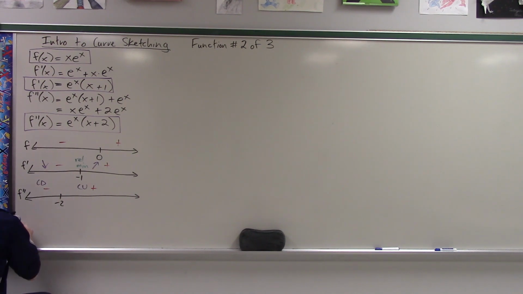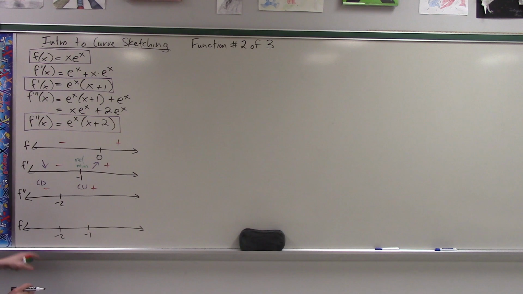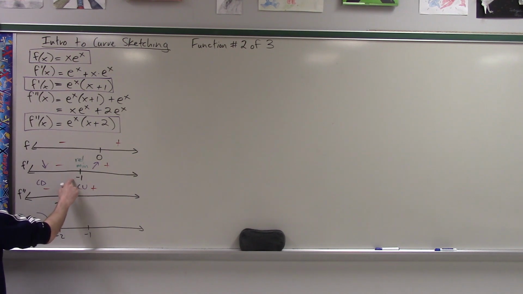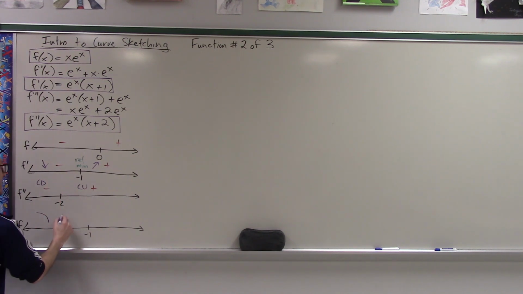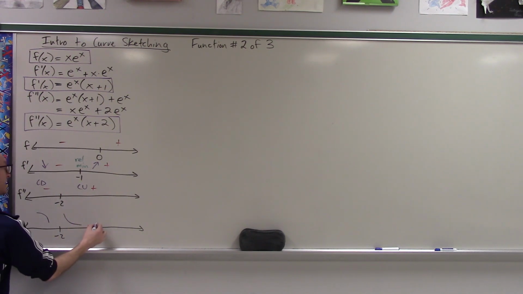And now I make the shape chart, which combines the information in the previous two number lines. And so I care about -2, I care about -1. What's happening on the interval from negative infinity to -2? We are decreasing concave down. And a generic decreasing concave down function looks like this. And in between -2 and -1, my function is decreasing and concave up. Well, a generic decreasing concave up function looks like that. And on the interval from -1 to infinity, my function is increasing concave up.